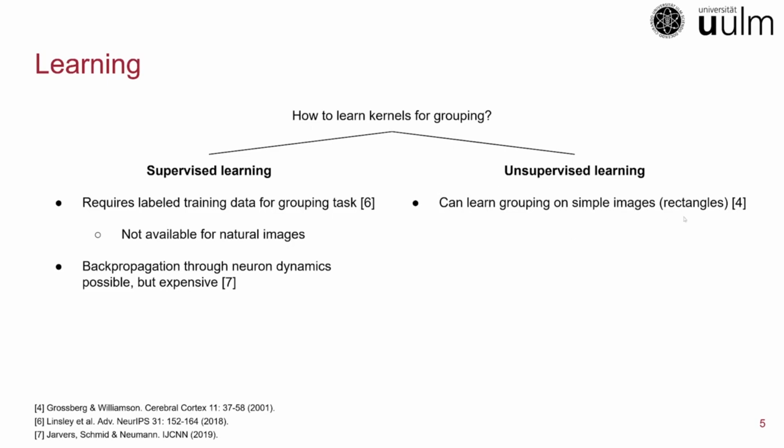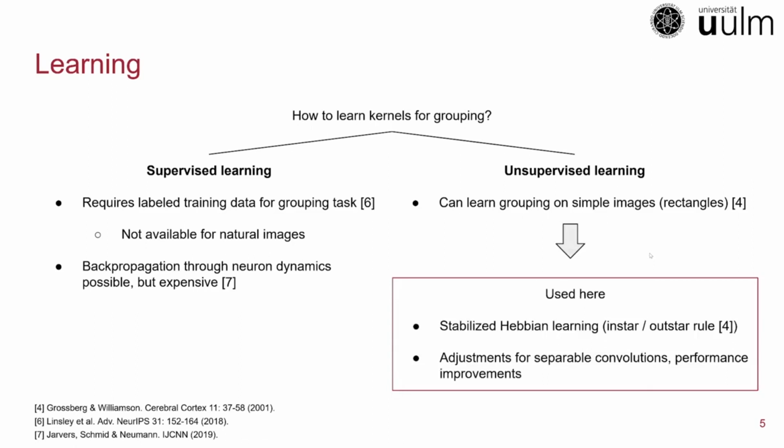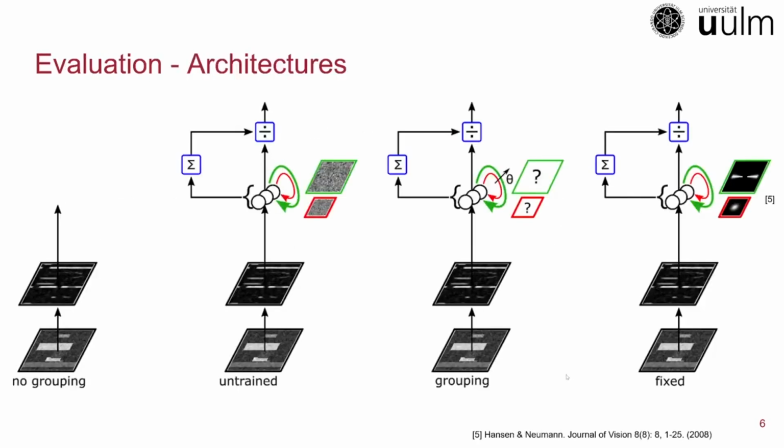It has been shown on simple grayscale images with rectangles that this can learn perceptual grouping kernels. However, we want to do this on any image domain, or natural images that you use neural networks on. So here we use the same kind of principle, stabilized Hebbian learning, the in-star-out-star rule, but we make adjustments to be able to use this with separable convolutions and to improve performance. And now we basically should be able to incorporate this into a deep network with learned input filters. However, first of all, we want to know whether this actually does learn useful perceptual grouping.